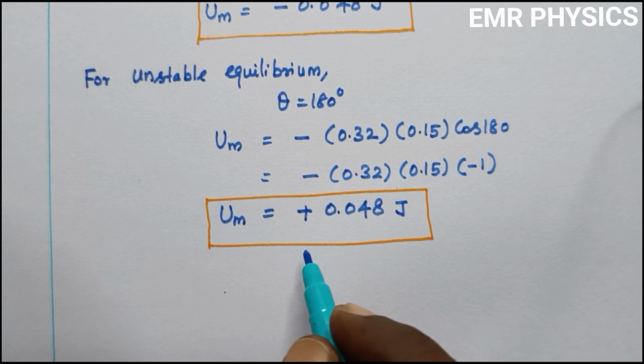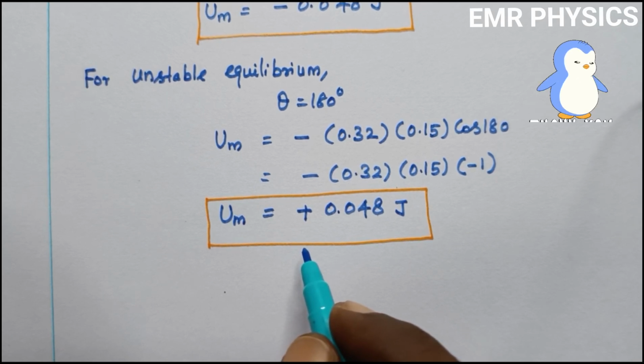In this problem, there are two questions. One is to find the orientation for stable and unstable equilibrium, and second is to find the potential energy for stable and unstable equilibrium. We have answered these two questions. I think you can understand this.